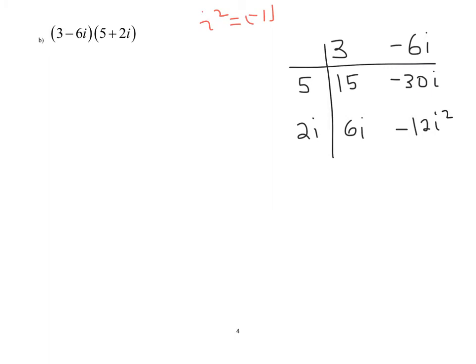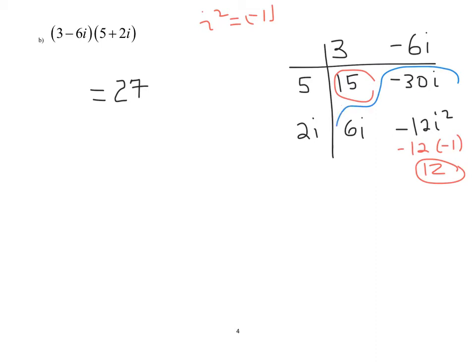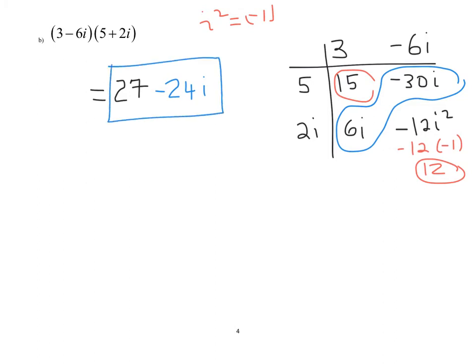So here, this is going to be negative 12 times negative 1. So we get 12. So let's combine 12 and 15. So the answer becomes 27. And then we combine the i, so that becomes negative 24i, negative 24i. So that's the answer right there.